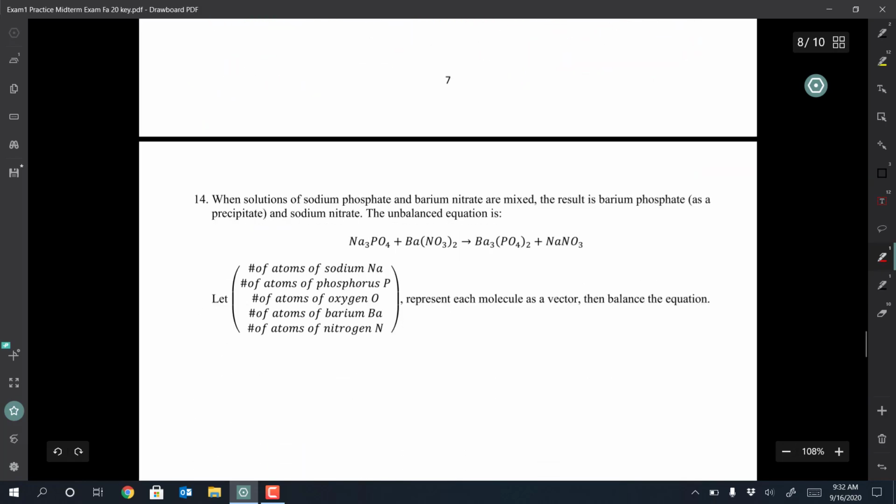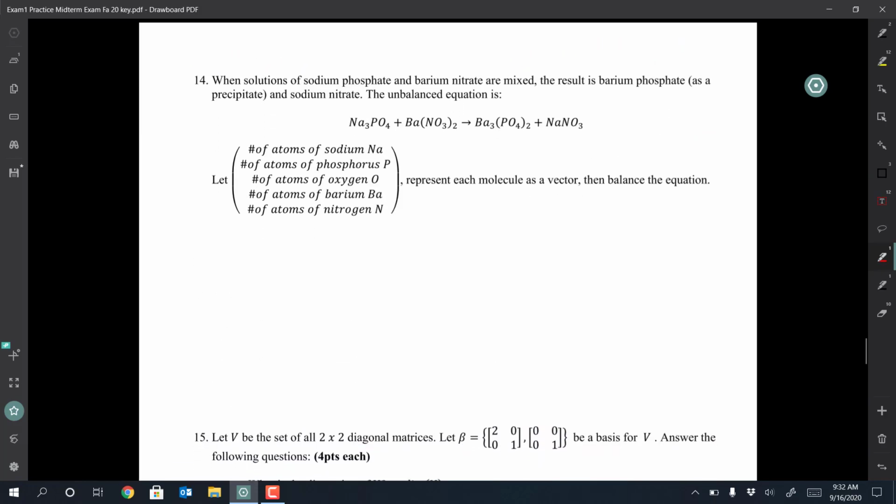All right, we will move on to the next application. This is our chemical equations problem. So here we have an unbalanced chemical equation. We know how much of each molecule it would take to balance this chemical equation. And so we're going to use this vector representation for each of the molecules.